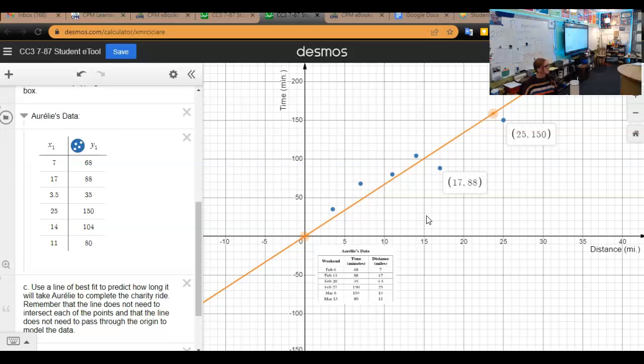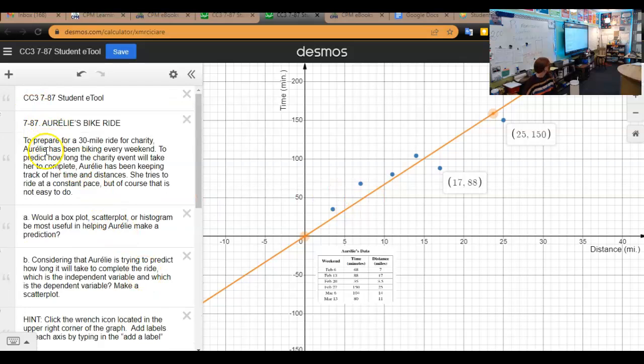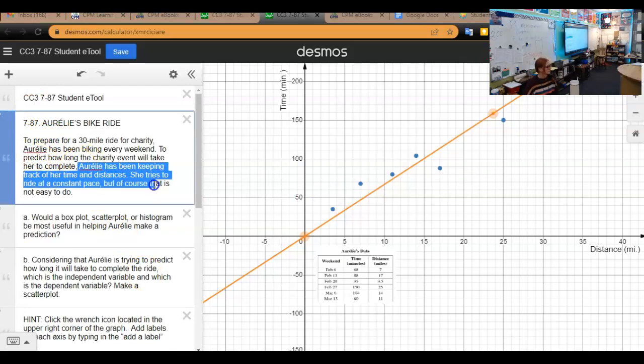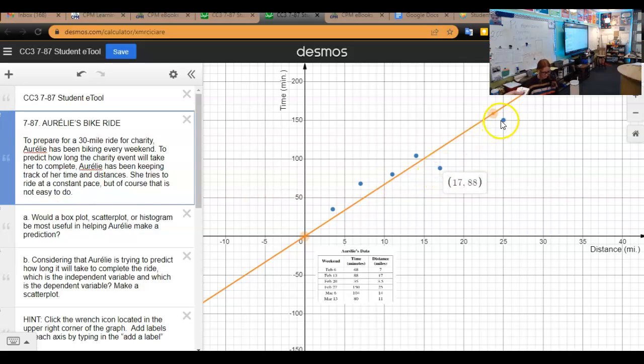Zach, you raised your hand first. Because riding bikes isn't a constant thing where you're going to do the same distance at the same time. She tries to ride at a constant pace, but of course, that is not easy to do. Zach, why might these points be below the line of best fit that we just made? Because, like I said earlier, you can't be at a constant speed at all times.